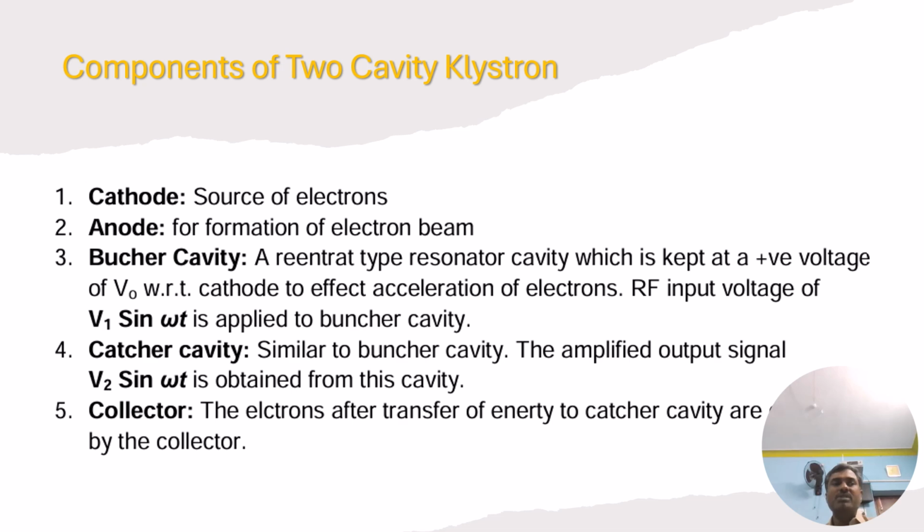The major components of two-cavity Klystron amplifier are cathode, anode, buncher cavity, and catcher cavity. Finally, collector plates. Cathode produces a beam of electron, and a pair of anode plates concentrates the beam of electron. Buncher cavity is responsible for velocity modulation. The amplification of weak RF signal takes place in the catcher cavity. Finally, once the electron energy is transferred, the electron bunch becomes weaker and it is collected by the collector plate.